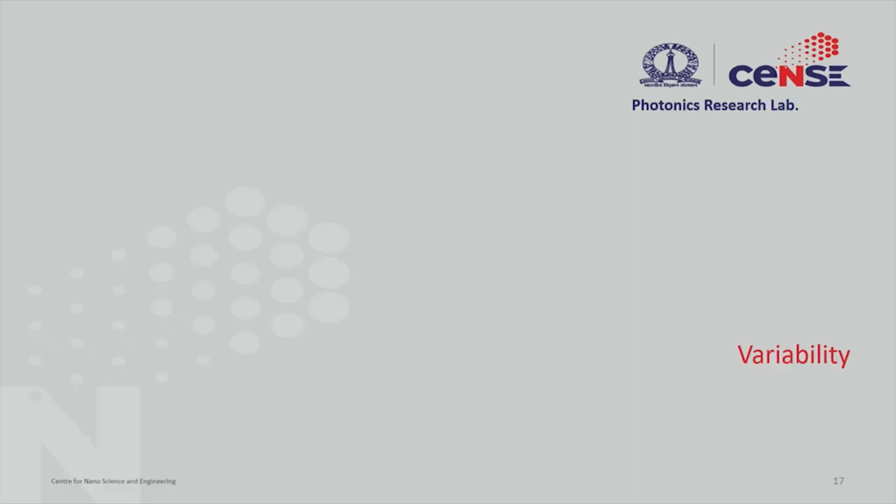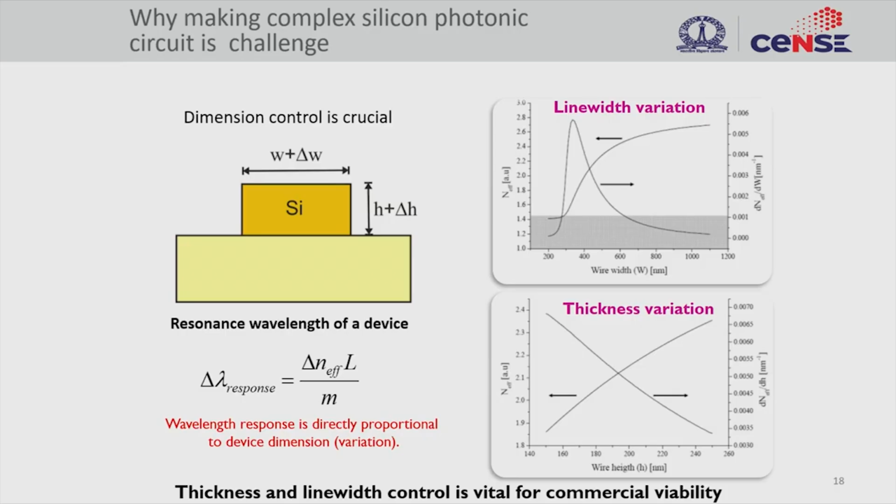The next thing is about variability. So once we have etched all these structures, let's look at how the variability is going to affect.